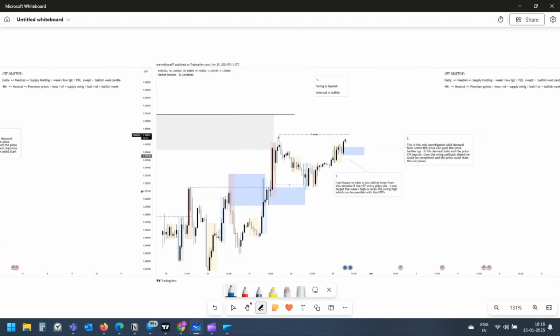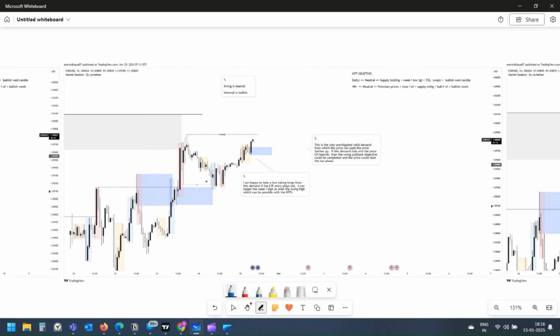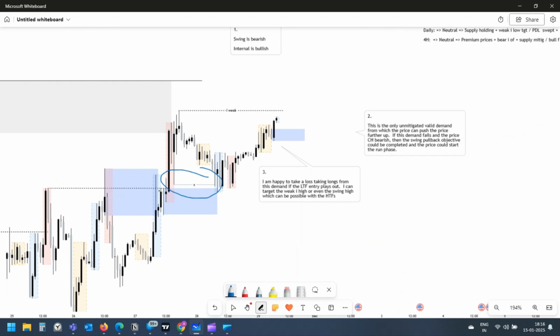Zooming in, here you can see the price has swept the sell side liquidity, mitigated into the H1 demand, and then the bullish order flow has kicked in. Now the price can take out the weak internal high.